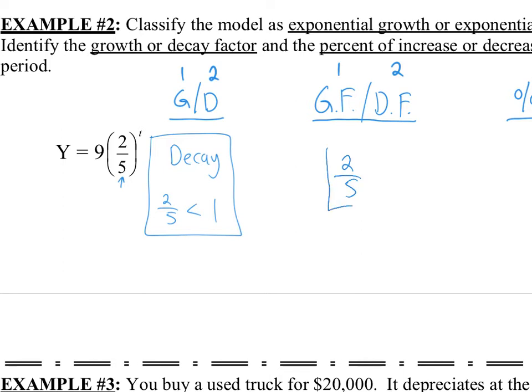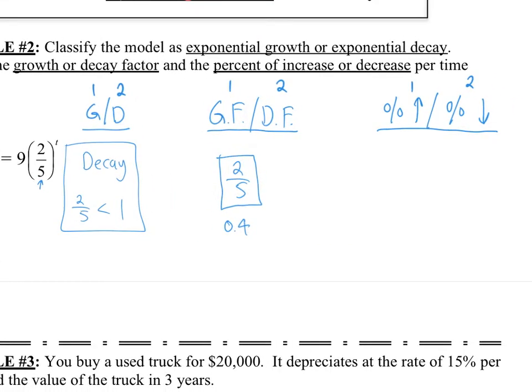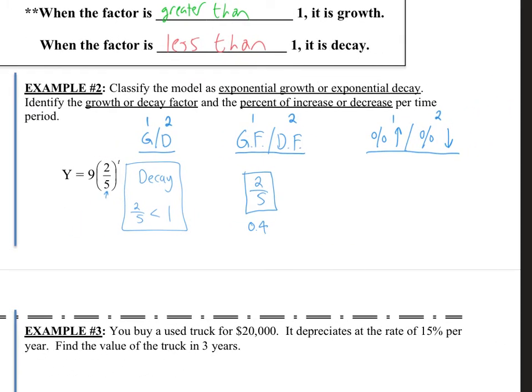But another thing I like to do here if I have a fraction is to convert it to a decimal to help me figure out what to do later. You'll see why in a second. What's 2/5 as a decimal? If you do 2 divided by 5, you're going to get 0.4. Okay. And we know it's decay factor, and it's also going to be percent of decrease.